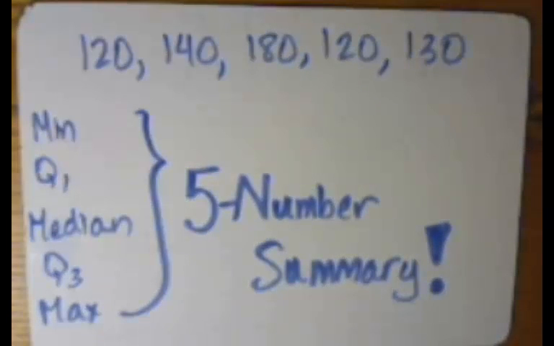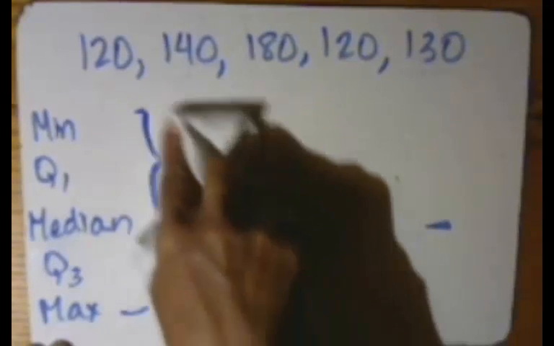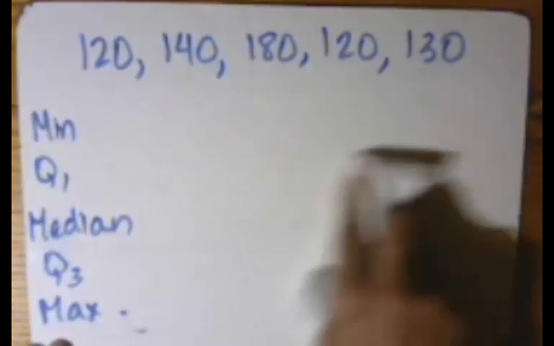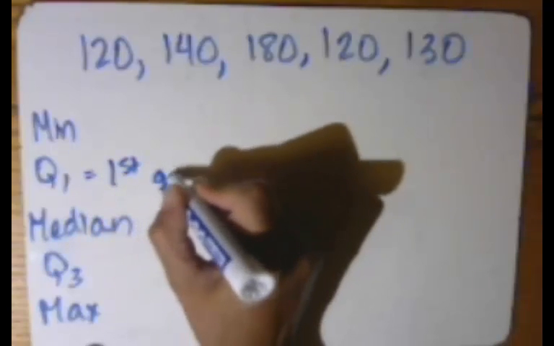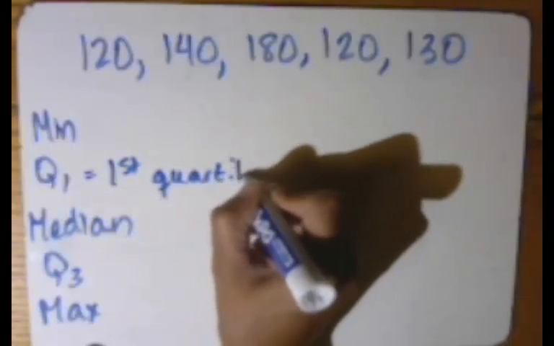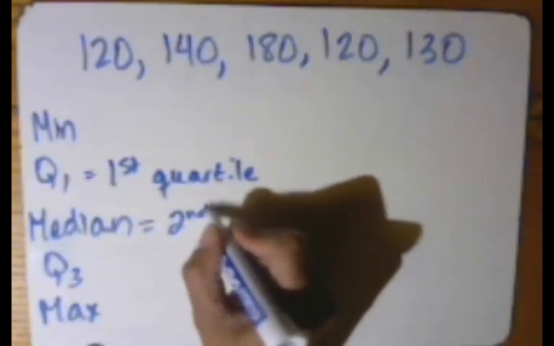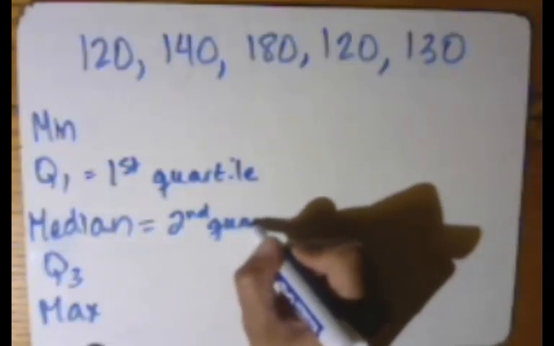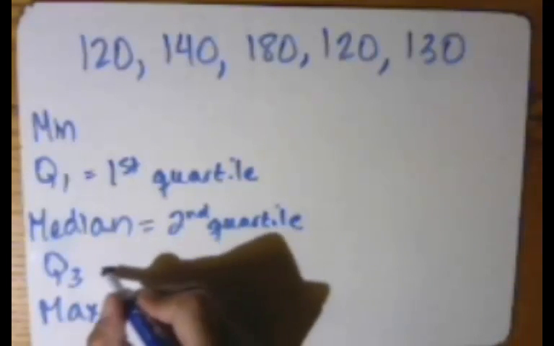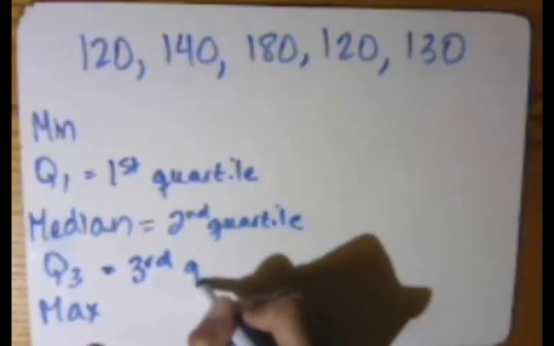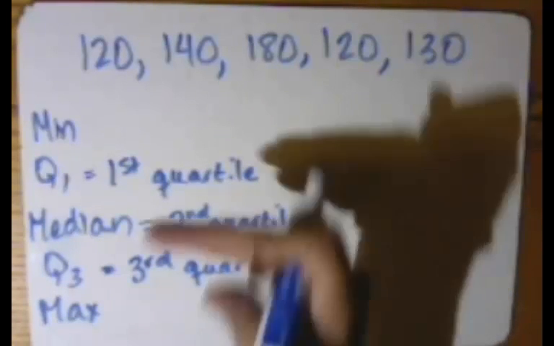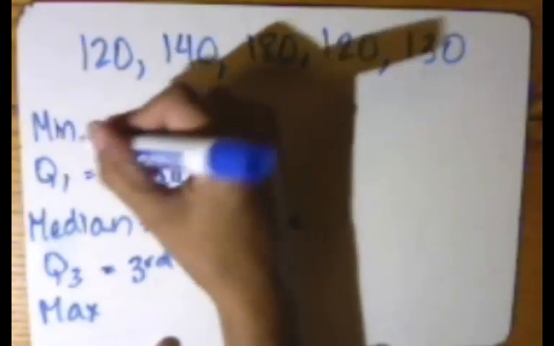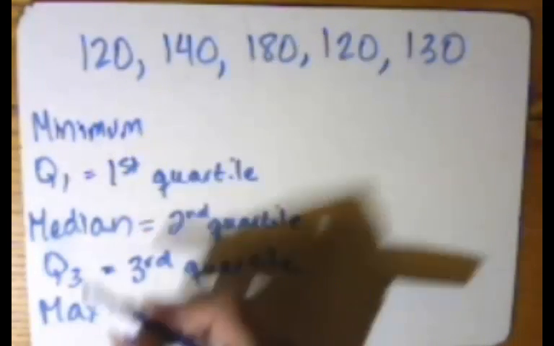Oh, sorry, you wanted to learn about the 5-number summary. Alright, so the 5-number summary basically consists of the minimum, the first quartile, the median, which we also call the second quartile, or Q2, the third quartile, and the maximum. I think you know what the minimum and the maximum are without me having to explain it.